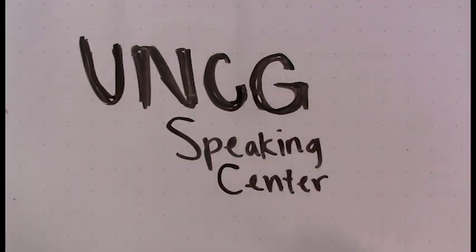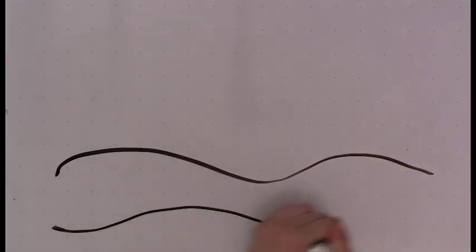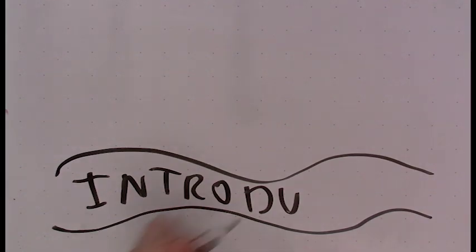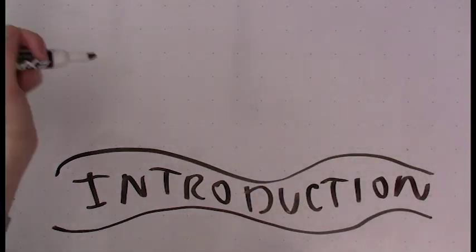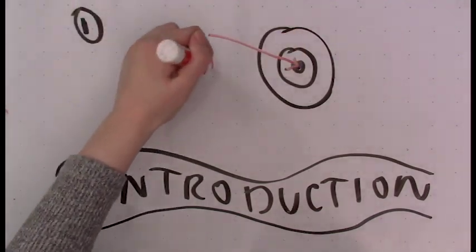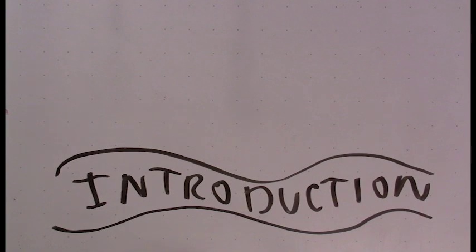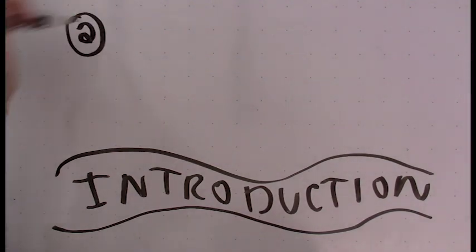So, let's start at the beginning, with the introduction. The first thing you should ask yourself when planning a speech is: is my introduction effective? Essentially, this means that the beginning of your speech makes clear what you're going to be talking about. Next, you want to make sure that your introduction actually catches your audience's attention.